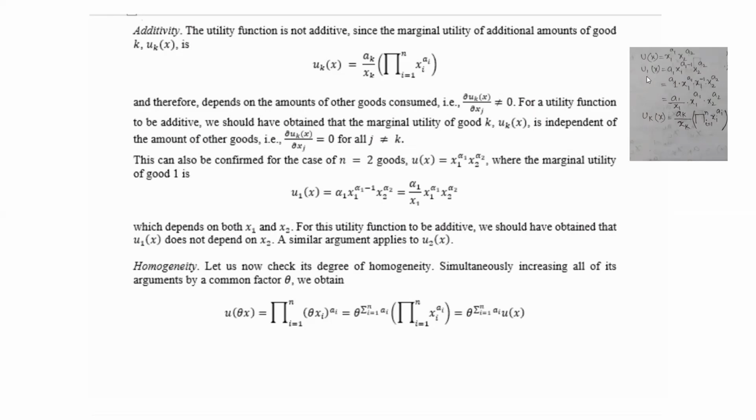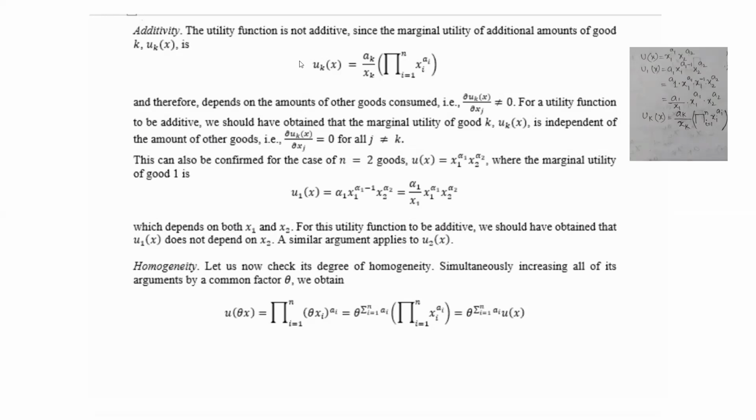For marginal utility of good 1, we can see that a1 divided by x1 is multiplied by x1 to the power a1 into x2 to the power a2. And this is basically the utility function for 2 goods. But if we want to take n goods, then this capital pi will stand there. Now, like this, we get the marginal utility of good k.